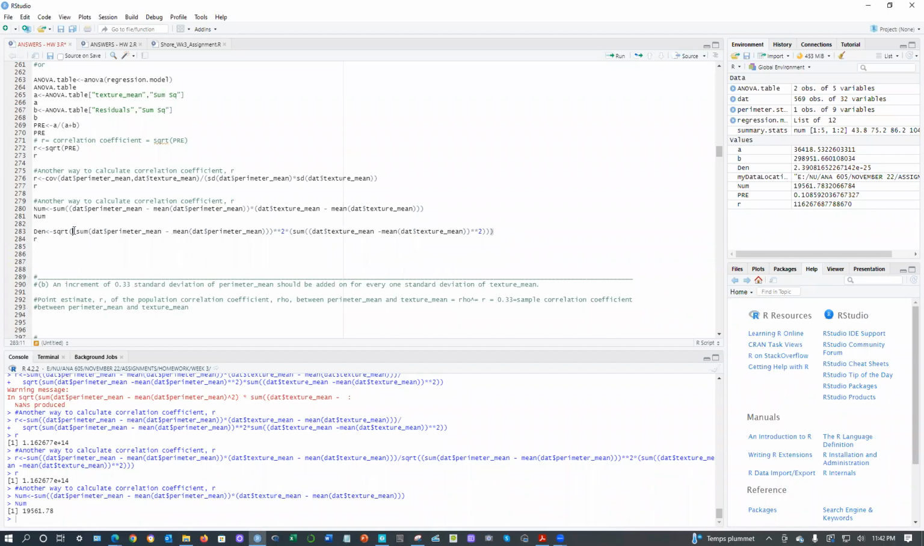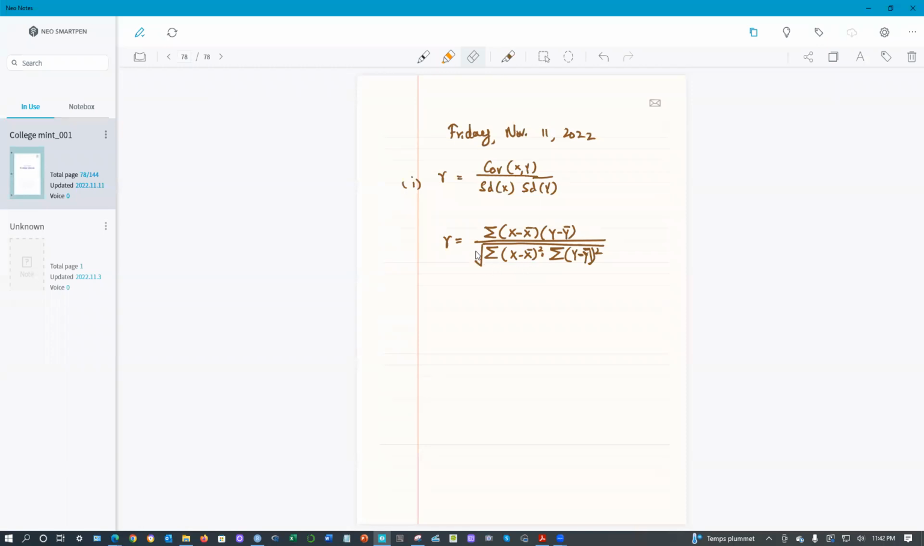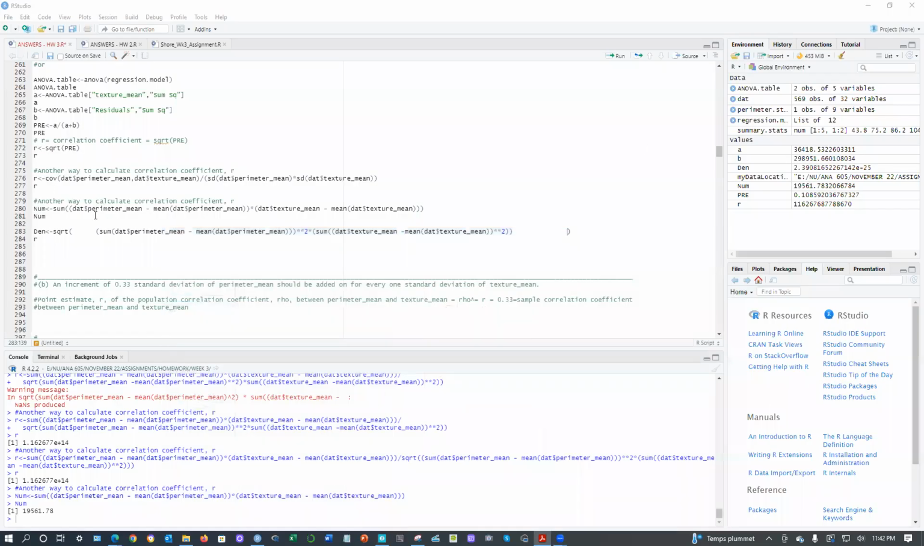Under square root. I'm going to keep this one for the square root. Under square root. This one, and this one. If it's x minus x bar squared, then okay. I'm going to keep this one for the sum. You need that. This is the difference up to here. That difference should be squared. And then close it.